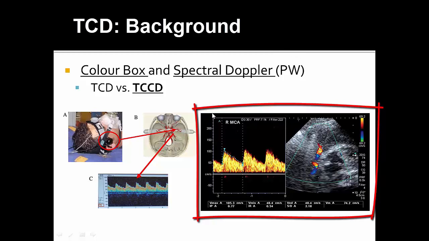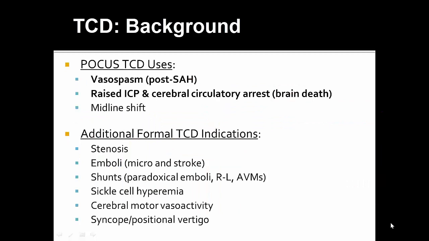Doppler signal seen here. As mentioned previously, point-of-care TCD has uses including post-subarachnoid hemorrhage vasospasm interrogation, raised ICP, as well as cerebral circulatory arrest interrogation for brain death, as well as midline shift assessment.